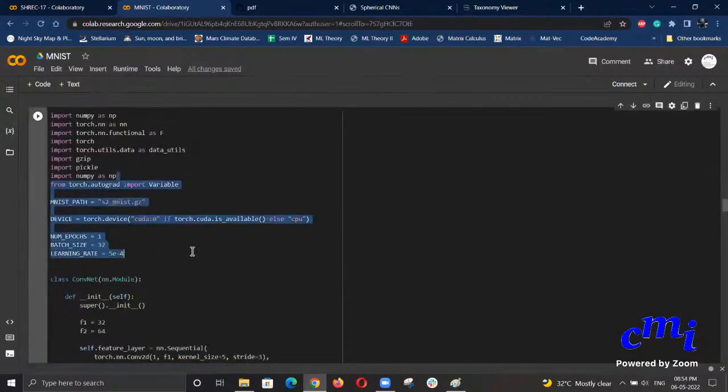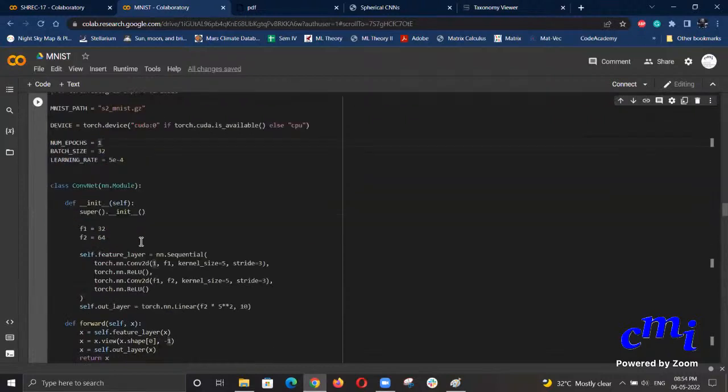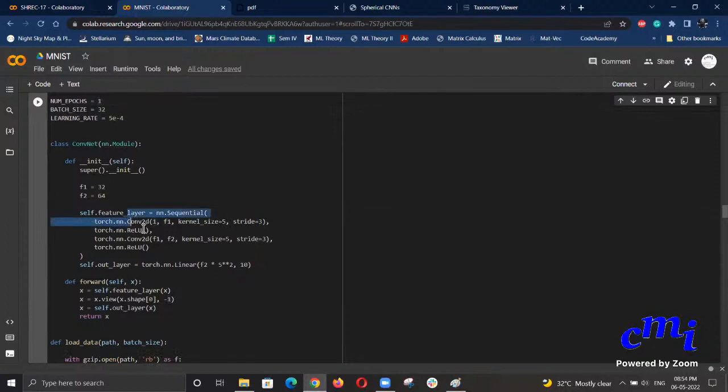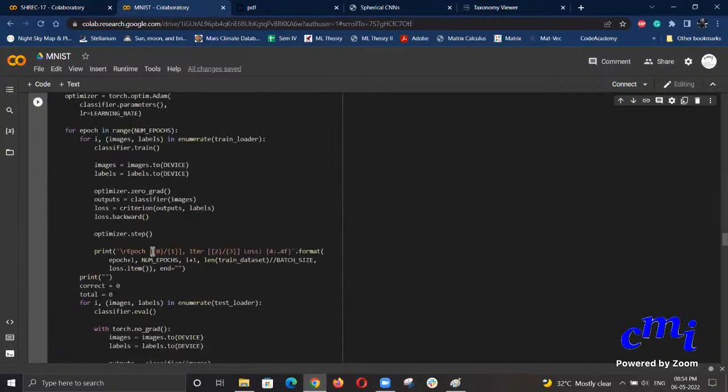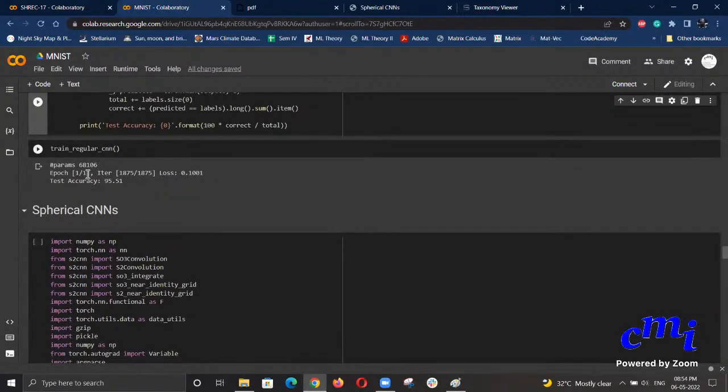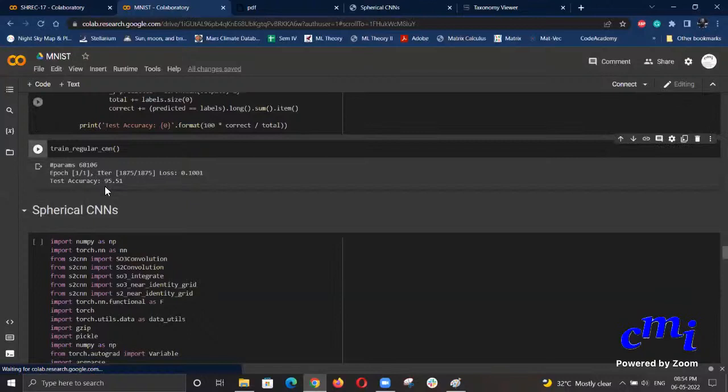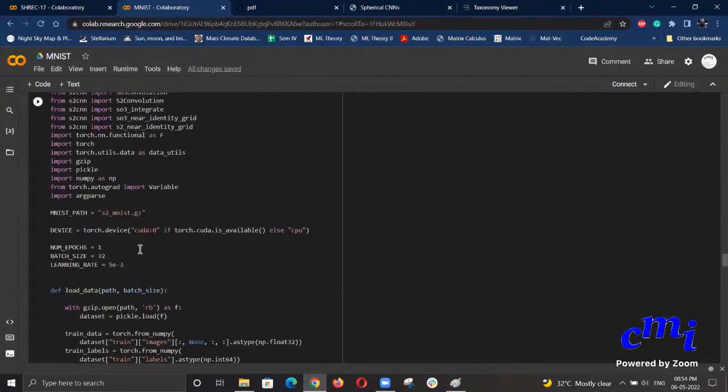So we have to show that the spherical CNN works better than the regular CNN, and that's what we did. To compare, we created a two-layer feed-forward neural network, with two convolution layers including ReLU non-linearity. We did just one epoch of it and got 95% accuracy. In this case, we did not perform any data augmentation or any sort of rotation. And then we did exactly the same thing with the spherical CNN also.